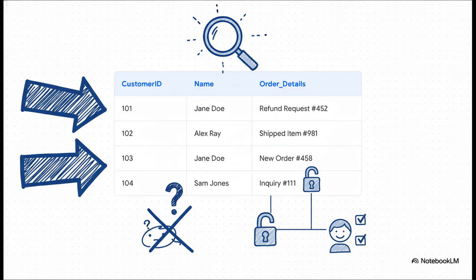And boom! Just look at the difference this makes. By simply adding a customer ID column and telling the database, hey, this is our primary key, the problem completely vanishes. The Jane Doe with ID 101 is now perfectly, unambiguously distinct from the Jane Doe with ID 103. Just like that, the ambiguity is gone. We've created order from chaos.